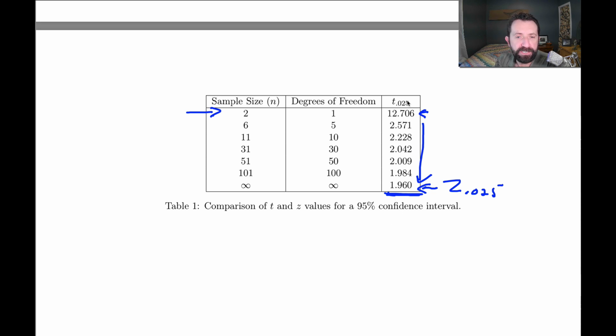Okay, so if we use the z where we should be using a t, the value we use in the formula is going to be too small, and our margin of error is going to be too small, and we're going to be having too narrow an interval. We're going to be lying. We're going to be telling falsehoods. So we need to properly incorporate things, and so we need to use the t-value.